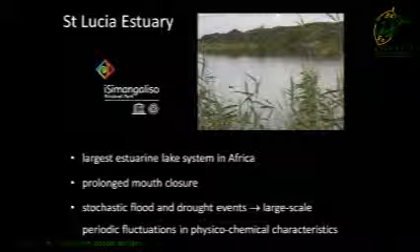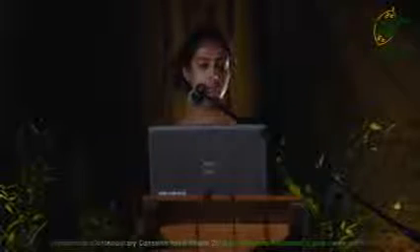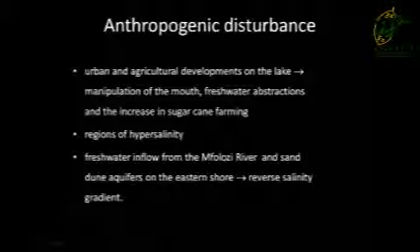And all of this leads to large-scale periodic fluctuations in physico-chemical characteristics, the most well-studied or notable being fluctuations in salinity. Then, in addition to this, you have anthropogenic disturbances around the lake. Urban and agricultural developments began around the lake, or increased substantially around the lake in the early 1900s, where you had manipulation of the mouth, freshwater abstractions from nearby rivers, and the increase in sugarcane farming and tree plantations as well, I believe.